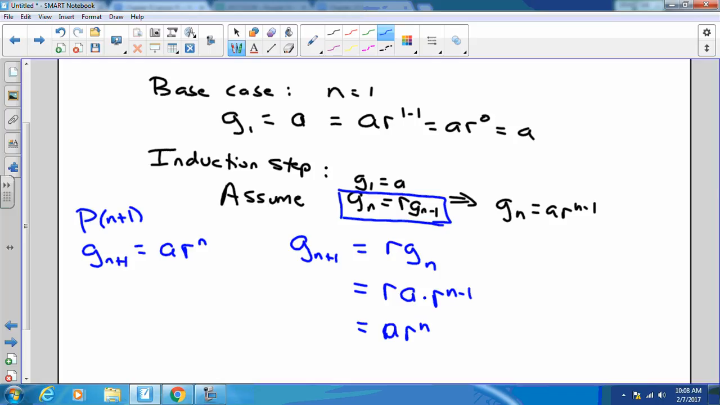And that's exactly what we were trying to prove. So if this statement is true, it necessarily follows that this statement is true, and P of n implies P of n plus 1, and we're done.